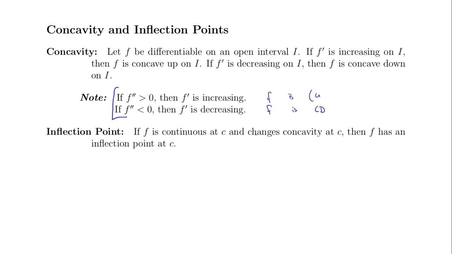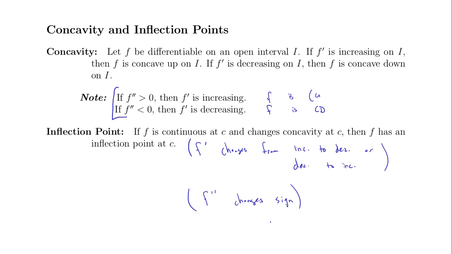If f is continuous at some point C, and it changes concavity at C, it goes from concave up to concave down, or from concave down to concave up, then f has an inflection point at C. Another way of thinking about this is that f prime changes from increasing to decreasing, or decreasing to increasing. Or another way of thinking about this is that f double prime changes sign, meaning our second derivative goes from positive to negative, or from negative to positive here.